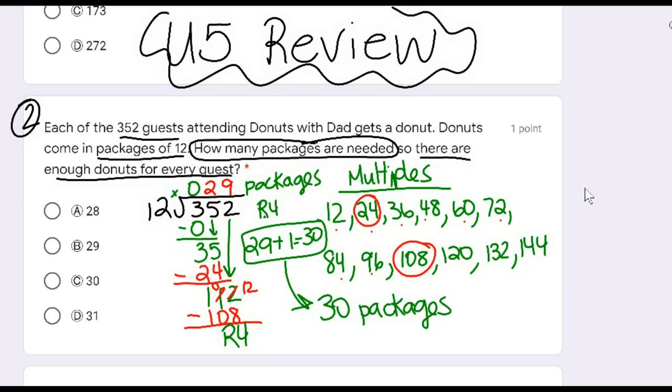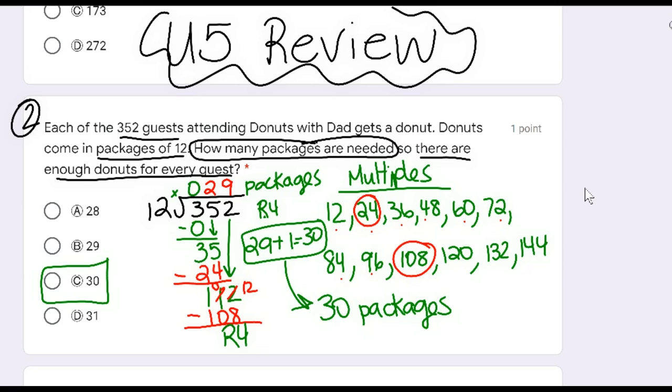And that is because we would have people left over without a donut, and we don't want that. We would rather purchase more packages so that people can actually have the donuts, rather than purchasing too little of the packages and then people don't get a donut because it's required. So our answer is 30.